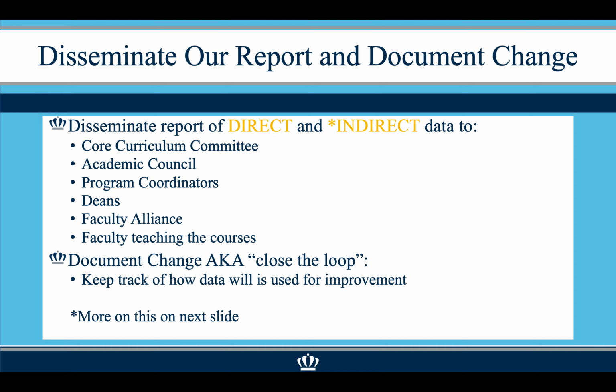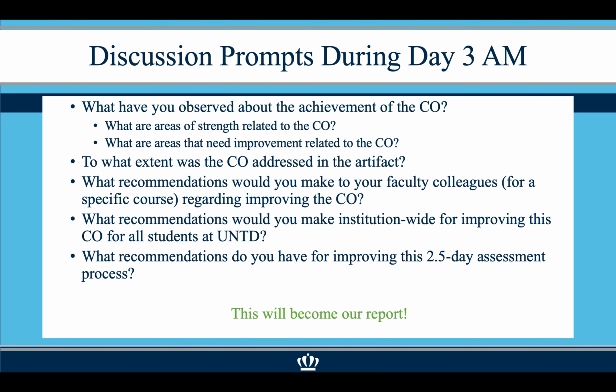So next, once we have our recommendations, we would disseminate them to appropriate bodies. Our shared governance system, that's when we would tap them in. We would provide that report to the core curriculum committee, academic council, maybe program coordinators, deans, faculty alliance, and the faculty teaching the courses. This is when we need change to get really embedded and continuous improvement to occur. This is the action item for things to actually happen from our recommendations.